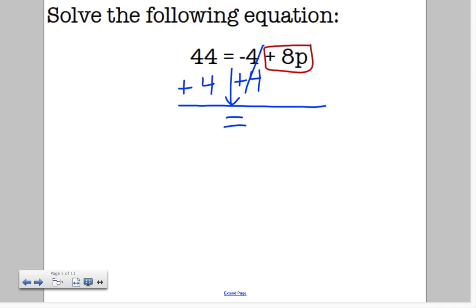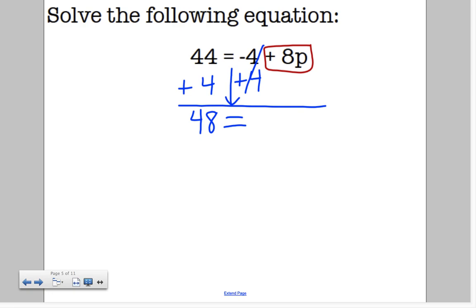What's our left-hand side of our equation equal to? What's this side, left side? 48. So our left side is 48. Ethan, do you have a question, or are you going to tell me what's on this side? I have a question.